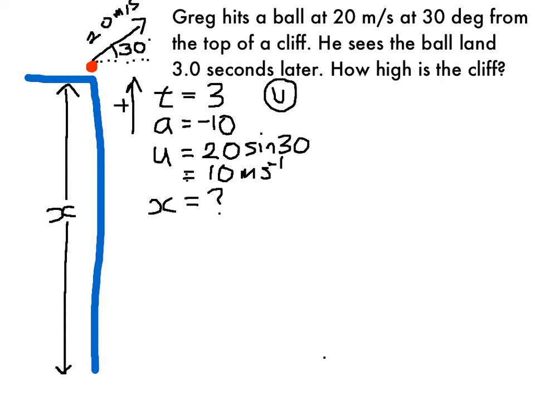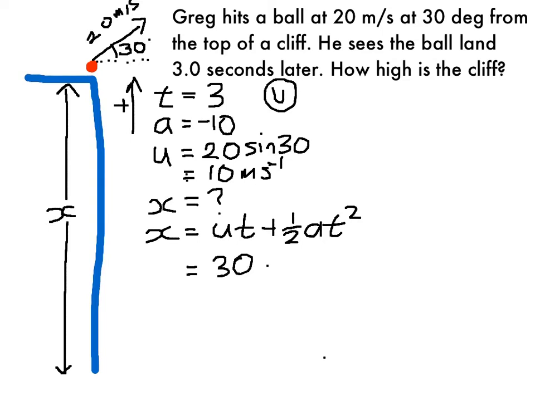So to solve this equation, we use x equals ut plus a half a t squared. And so we get 3 times 10, we get 30 minus 5 times 9. Just put negative 10 in for a and 3 in for t, and so we see that x is negative 15 meters. So that means that this cliff is 15 meters tall.